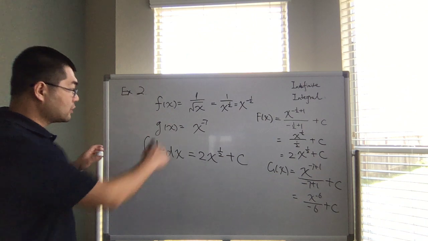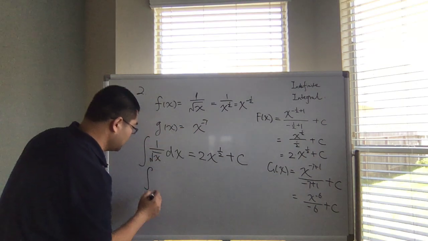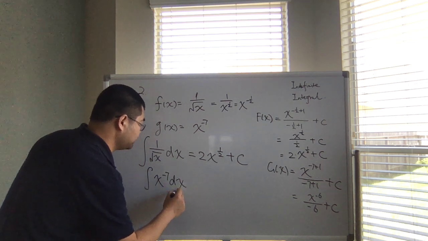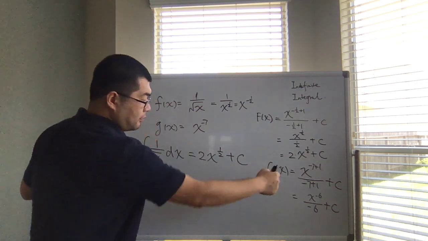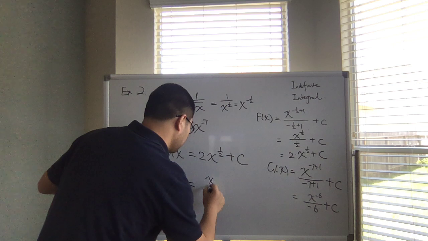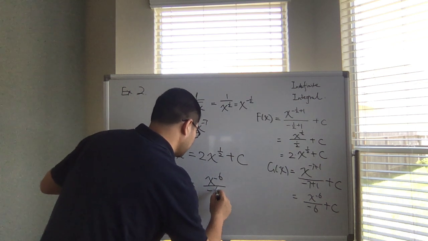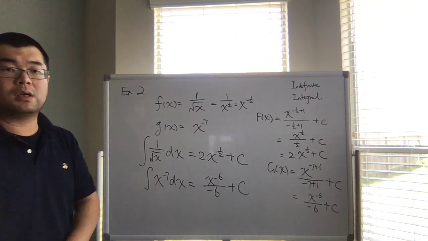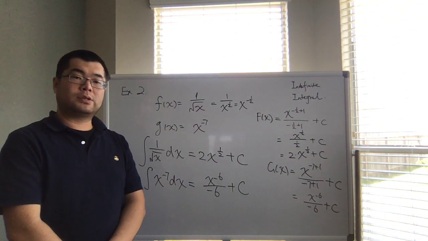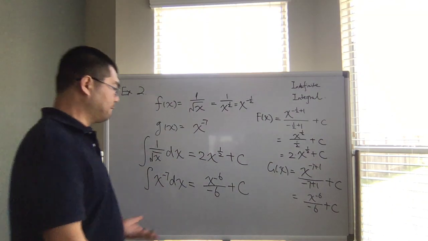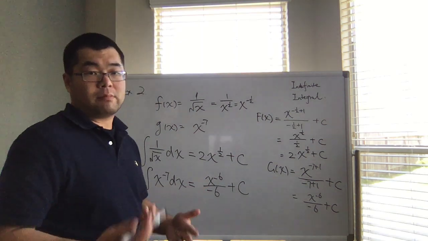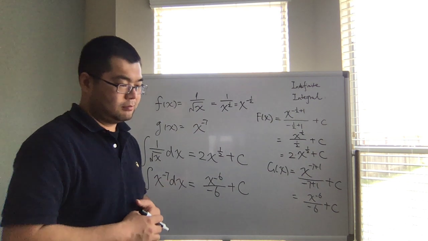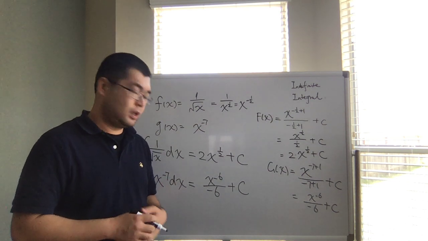Of course, you can do this one right into the integral of x to the power of -7 dx. It's going to be x to the power of -6 over -6 plus a constant c. So this is the integral notation here. Really, it's an easy way to write the antiderivative form.